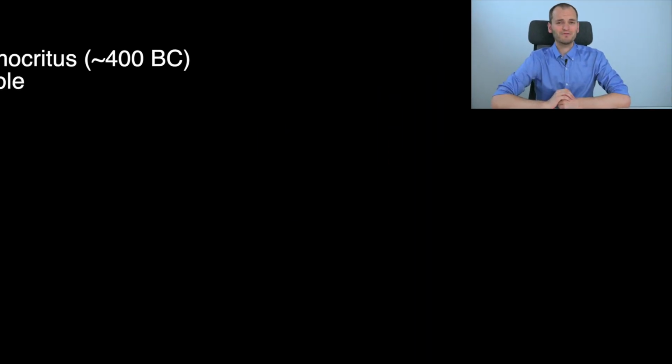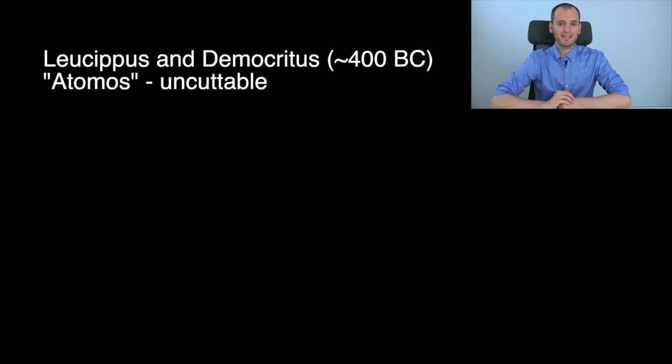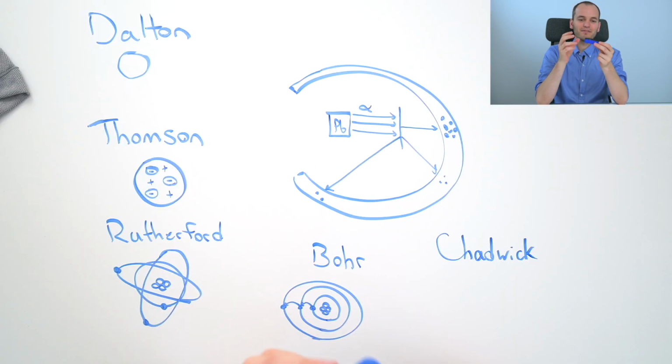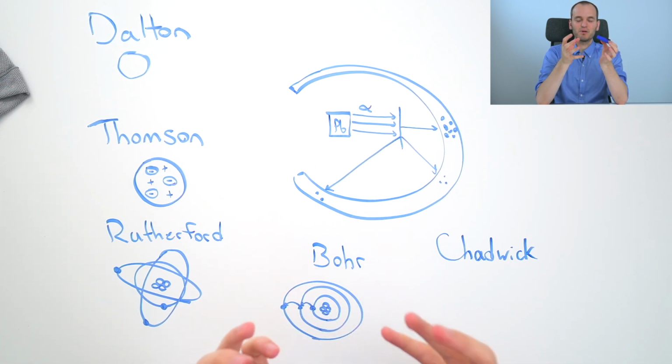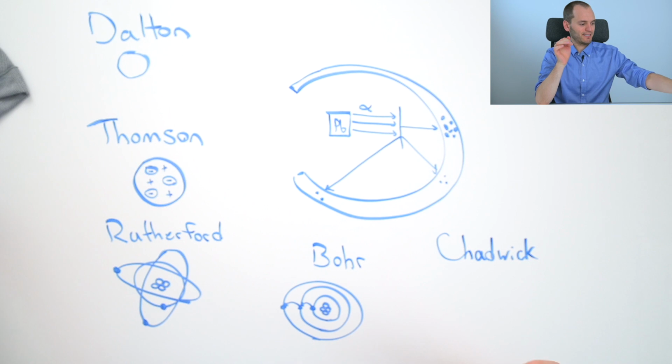So we're going to kick off with the Greeks Leucippus and Democritus. They came up with atomos, which is the ancient Greek word for uncuttable. So just really quickly, they theorized that if you take something and keep cutting it, you break it down to something that cannot be cut anymore. So there's something that is like the smallest unit of matter, basically.